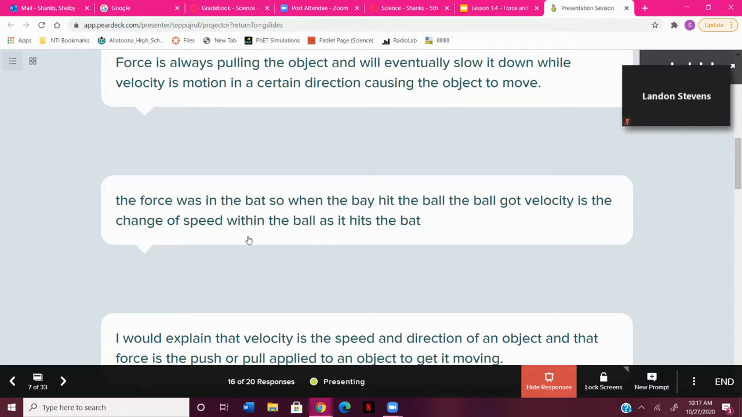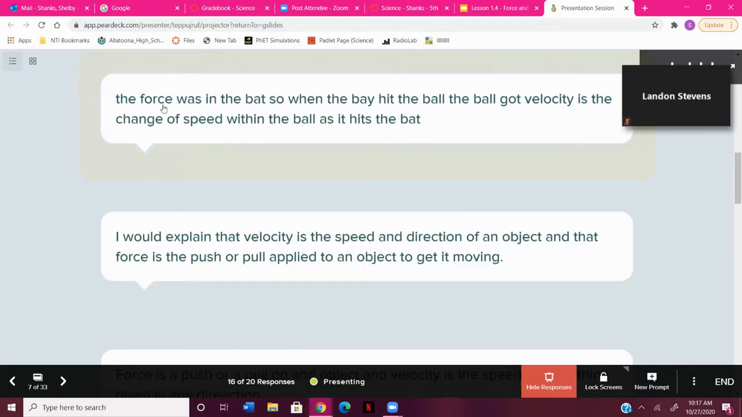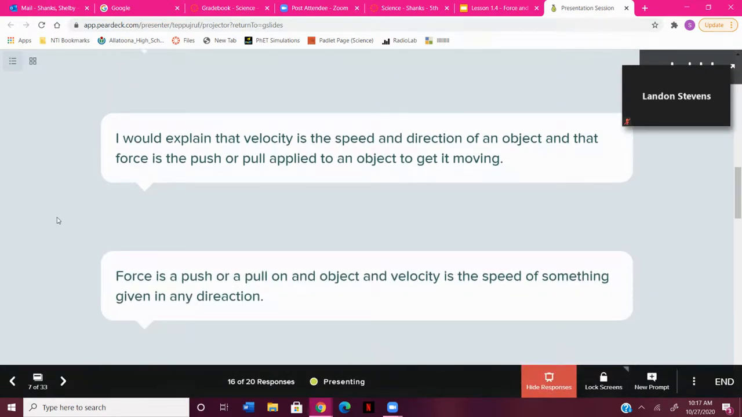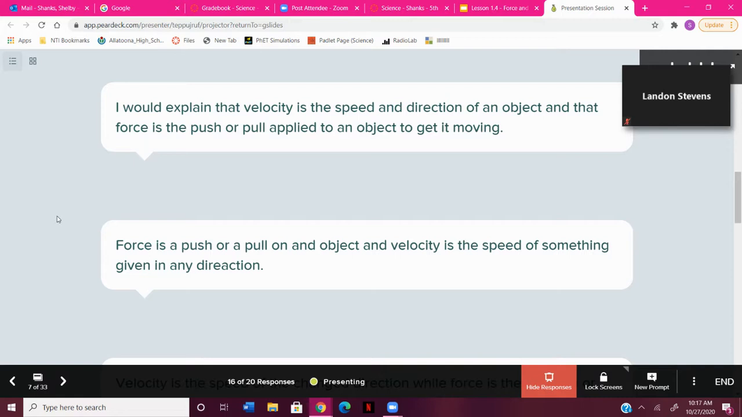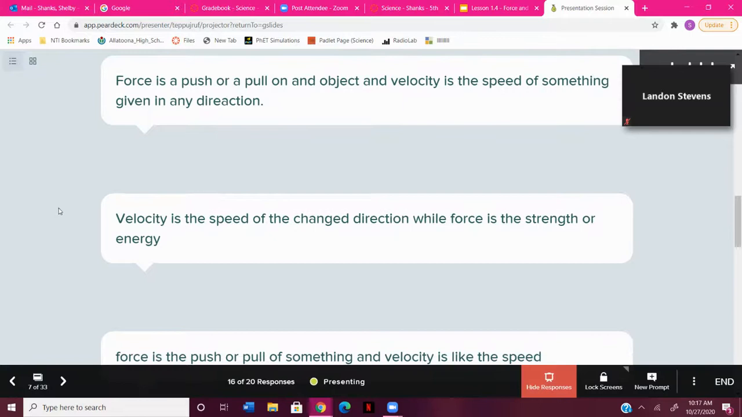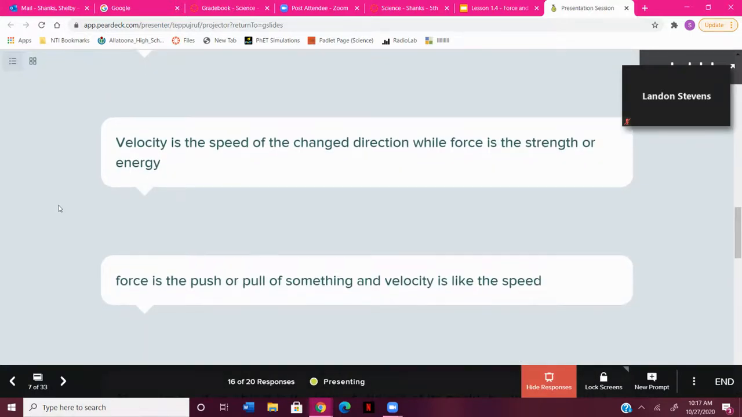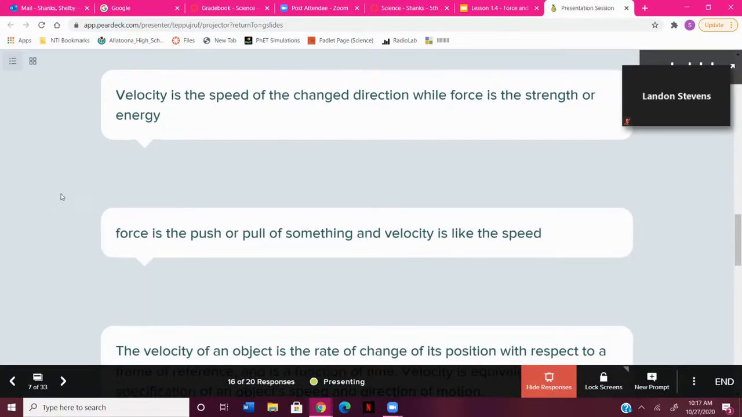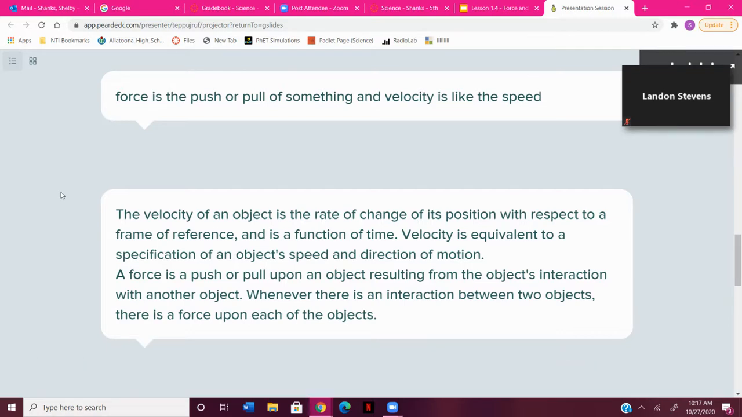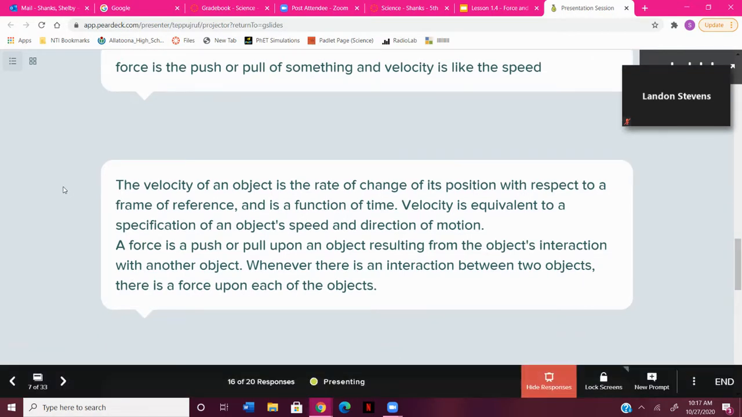All right, whoever responded to this one is on the right track with what we're doing today. Velocity is the speed and direction of an object. Force is the push or pull applied to an object to get it moving. Good. Force is a push or pull of something, and velocity is like the speed. It is the speed. But remember, velocity is also the direction, so speed in a particular direction.